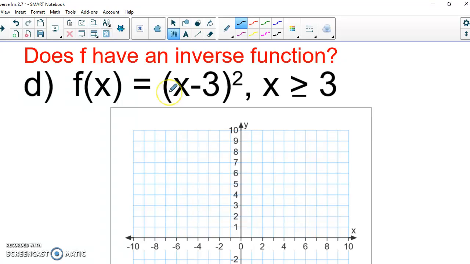Okay, so let's look at this one. Does this have an inverse function? Now, I have a specific domain here. So if I were to graph x minus 3 squared, the whole thing there, you can see that doesn't pass the horizontal line test, so it's not going to have an inverse function. However, what I haven't accounted for here is I only want this domain.